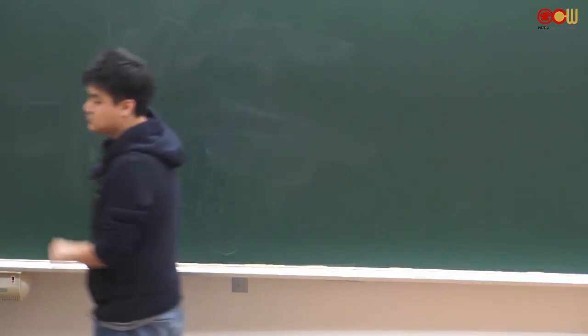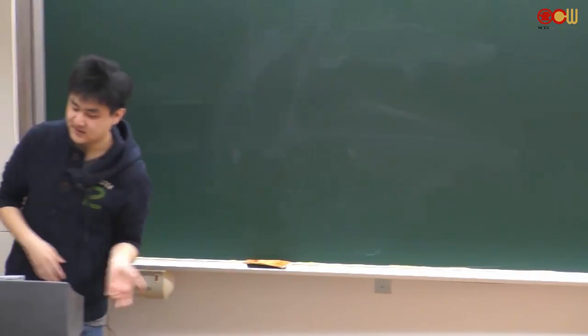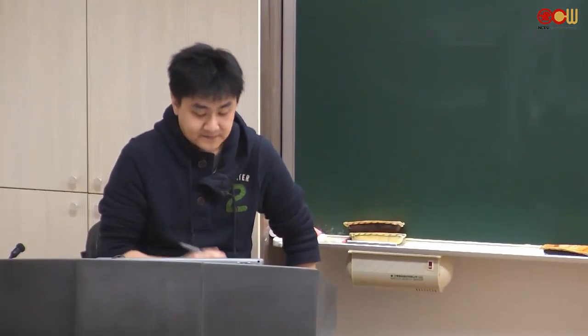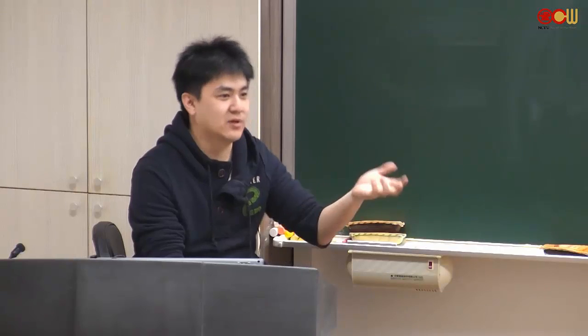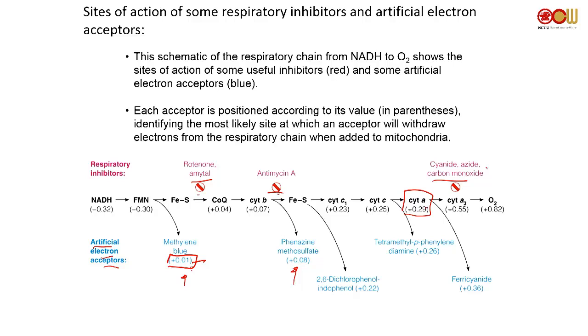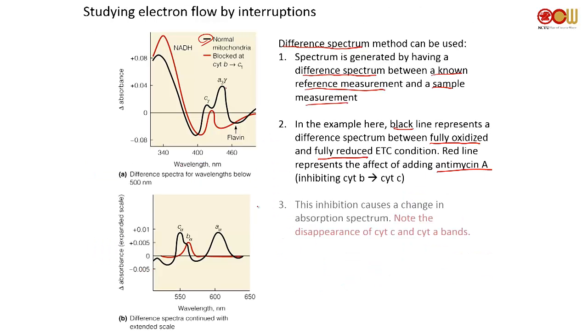So you take the difference spectrum of the fully oxidized and the fully reduced. You will get something that looks like that. Now you can study, for example, what happens if you inhibit a particular complex. In this case, you add antimycin. Antimycin inhibits complex 3, so it inhibits the transfer from cytochrome B to cytochrome C.